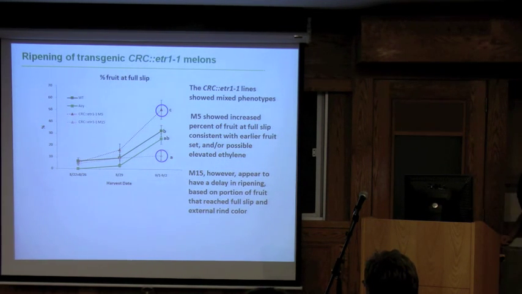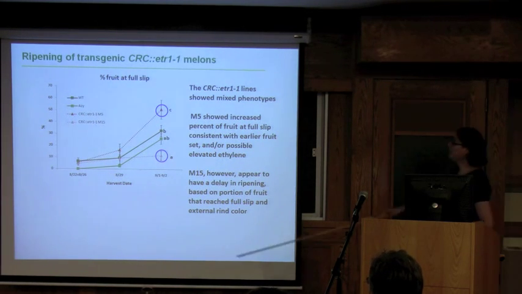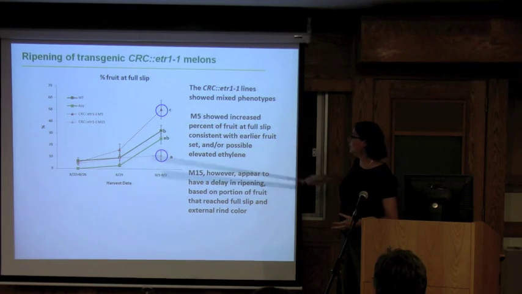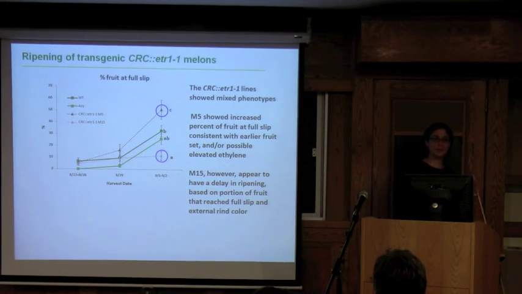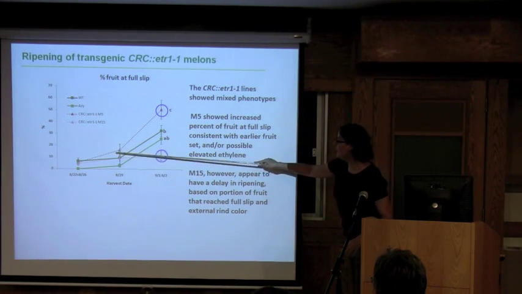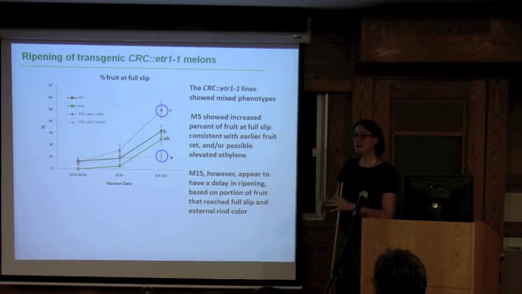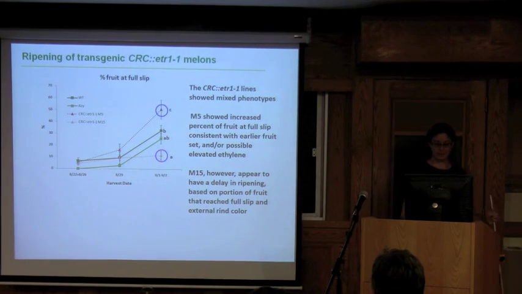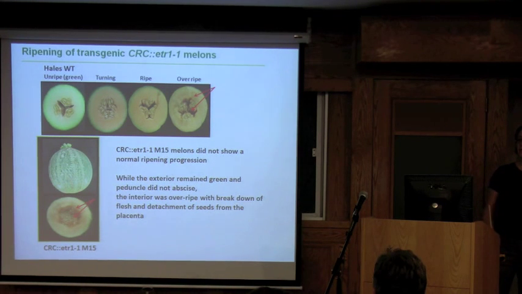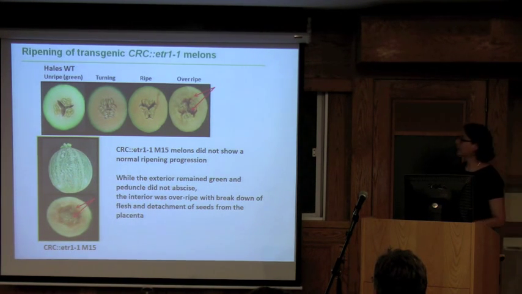With respect to ripening, the CRC ETR lines showed mixed phenotypes. One showed increased percent of fruit at full slip, so increased ripening, and that would be consistent with earlier fruit set and possible effect of ethylene. But one line, on the other hand, appeared to have a delay in ripening and did not turn orange, and its fruit did not reach full slip. This M15 line did not show a normal ripening progression.